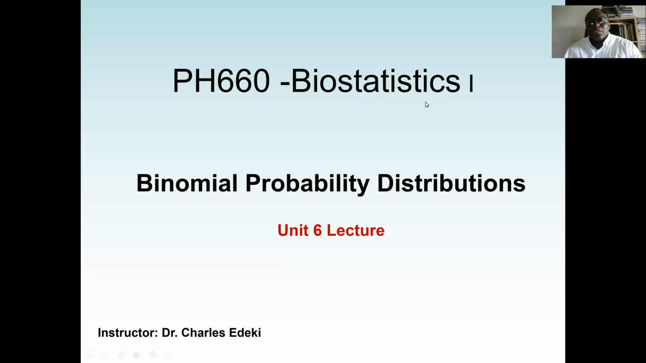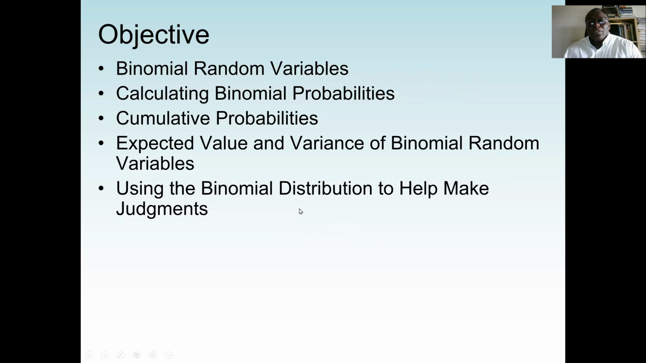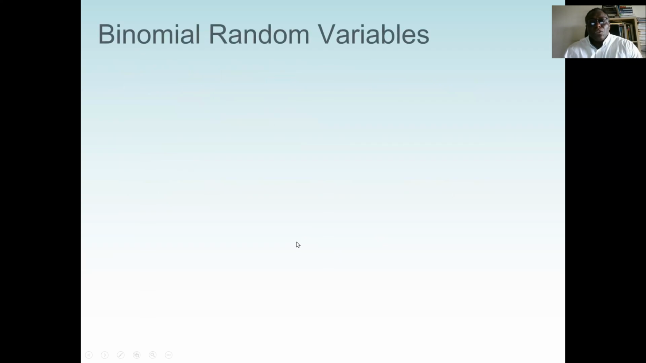This is Biostatistics 1. In these lectures, we're going to discuss binomial probability distributions, which cover chapter 6 of our course textbook. So our main objective is to go through what a binomial random variable is, how to calculate binomial probabilities and cumulative probabilities, also expected values and variance of binomial random variables. Also, how to use the binomial distribution to help make judgments. So first, we go through what a binomial random variable is.